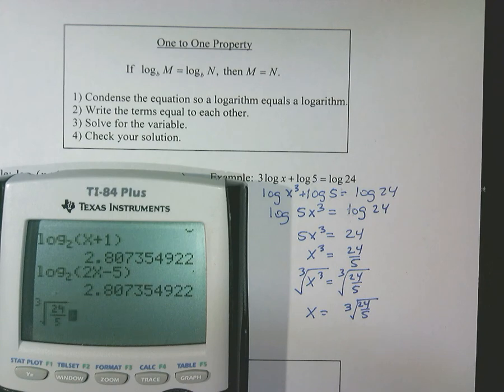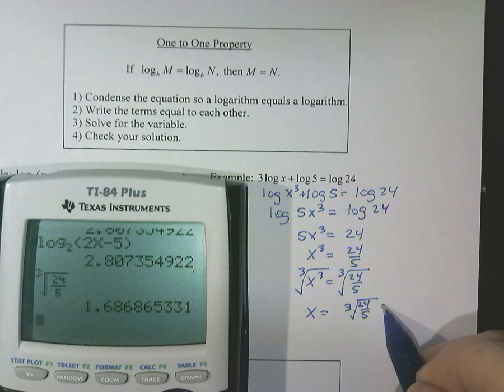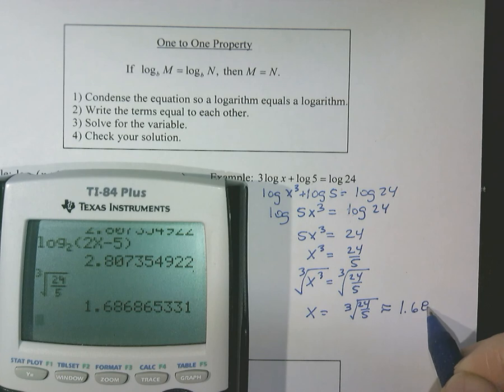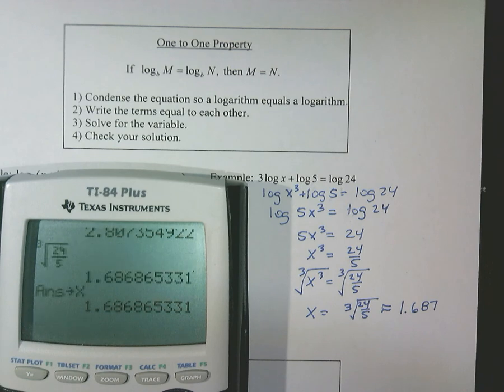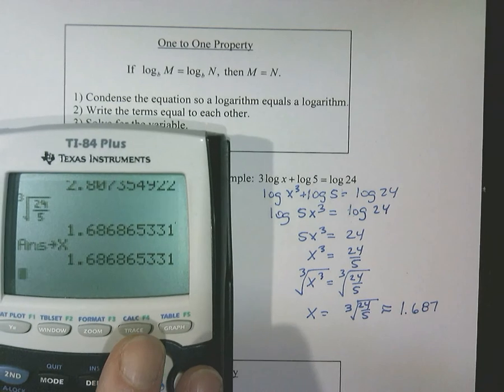And I'm just going to get a decimal, and that's okay. It's approximately equal to 1.687. Remember, we're going to 3 decimal places. I'm going to store that for x. I'm not storing the rounded. And I'm going to type in exactly what I had in this first line.